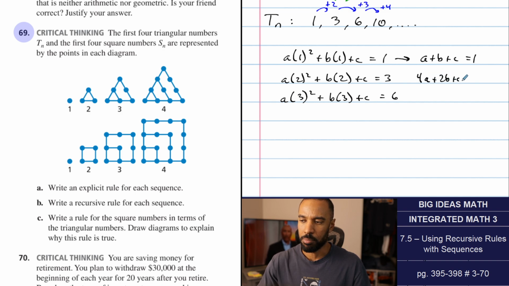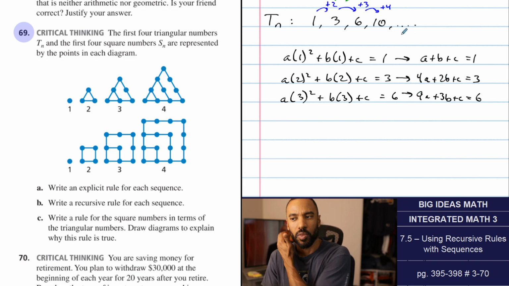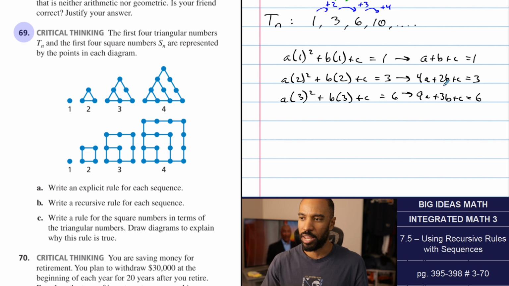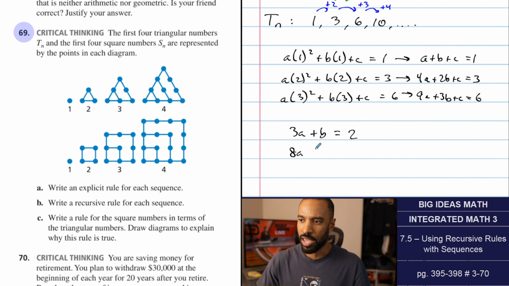So in rewriting that, a plus b plus c is 1. 4a plus 2b plus c is 3. And 9a plus 3b plus c is 6. Okay. Using elimination, I can eliminate c's by subtracting some things here. Pardon me, I'm going to be doing this mentally a lot. 4a minus a is 3a. 2b minus b is 1b. c minus c is 0, and 3 minus 1 is 2. And 9a minus a is 8a. 3b minus 1b is 2b. c minus c is 0, and 6 minus 1 is 5.